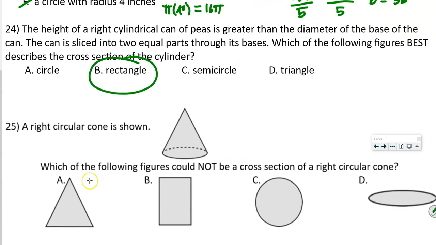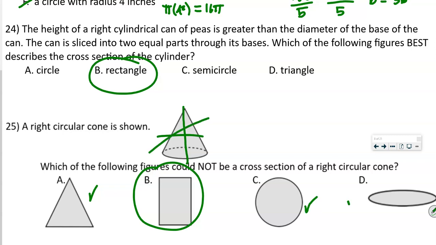Okay. Number 25 says a right circular cone is shown. Which of the following figures could not be a cross-section of the circular cone? Well, obviously, if we went straight down through the middle, this would be, I'm quite sure it's B, but if we went this way, we would get the circle, right? If we sliced it this way, we would get an oval, okay?